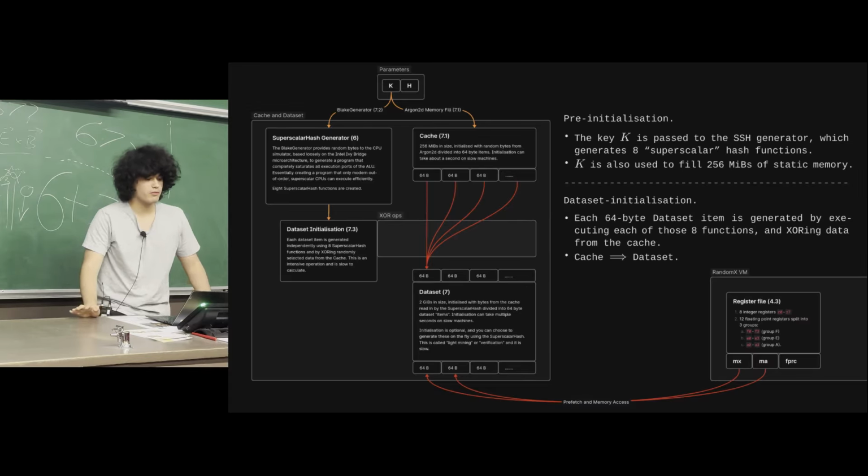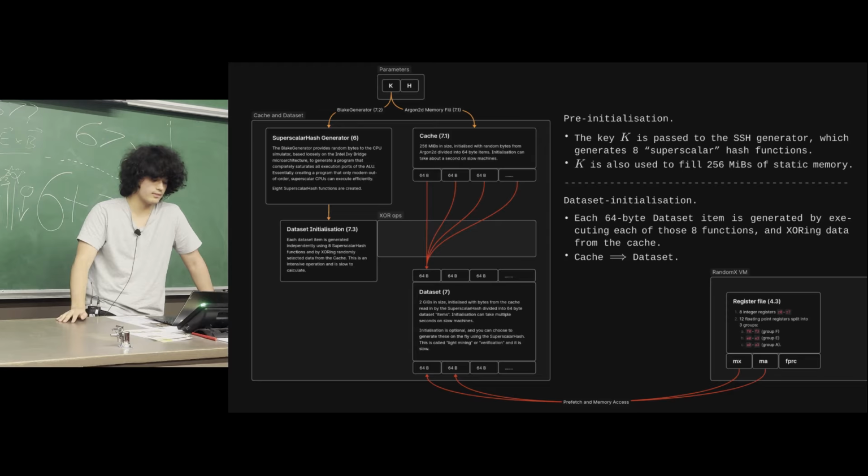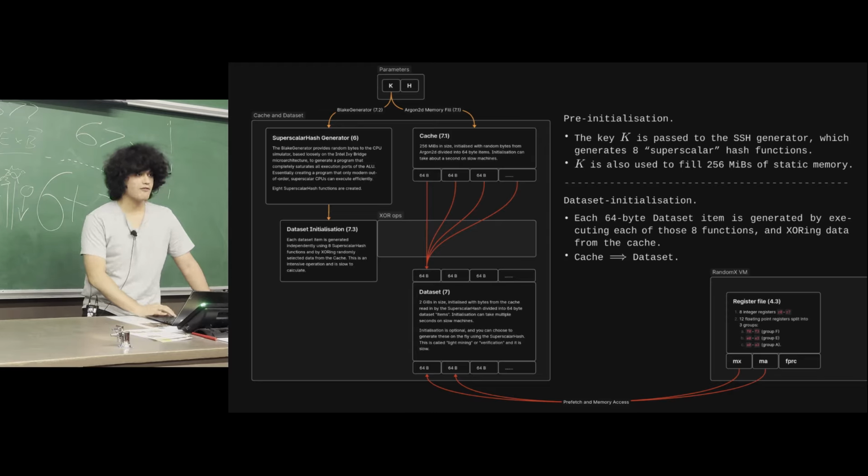But if you want to mine on a memory budget or just verify someone's hash, like if you run a node on a Raspberry Pi, for example, you only need the 256 megabyte cache, as you can just run the 8 hash functions on demand. So this is called light verification or light mode, which is really the takeaway of this slide.